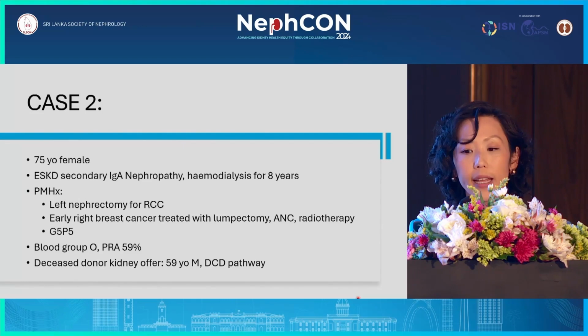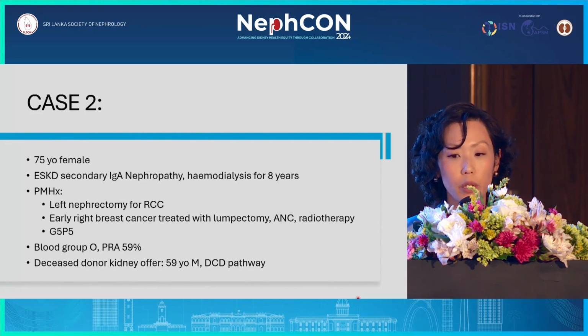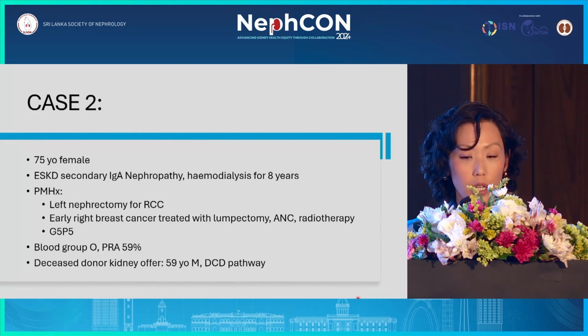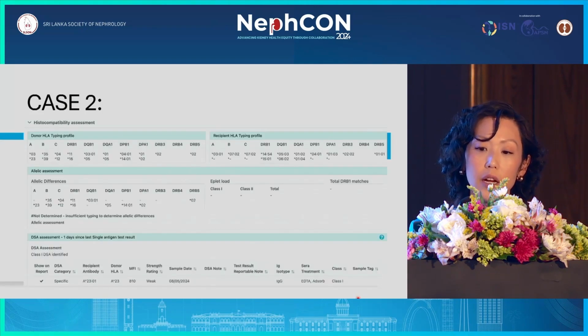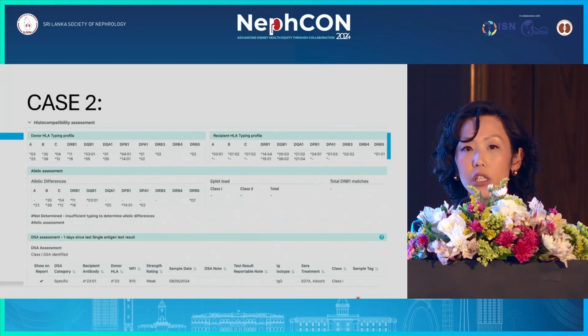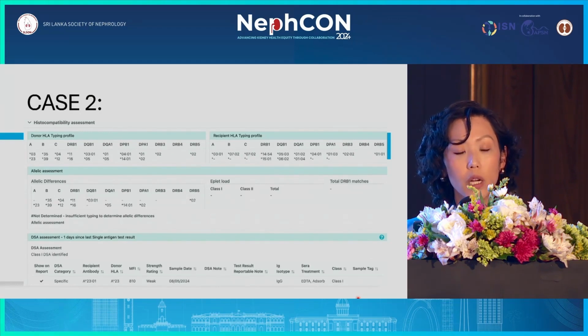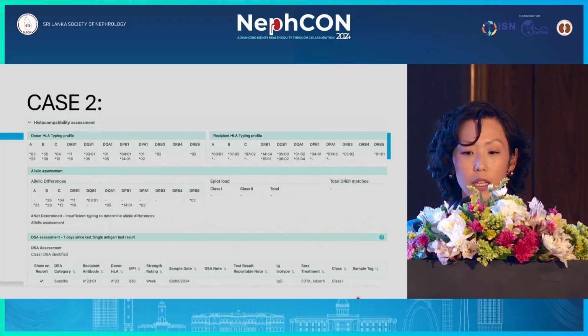And in our second case, we had an older comorbid recipient, though without any cardiovascular history, who was moderately sensitized with a relatively high number of HLA mismatches in this DCD donor and a weak class 1 pre-transplant DSA.